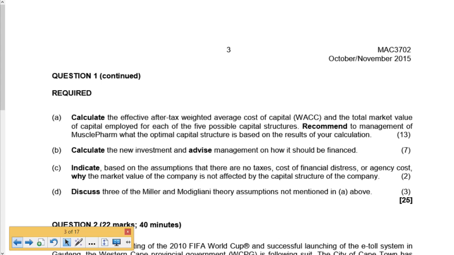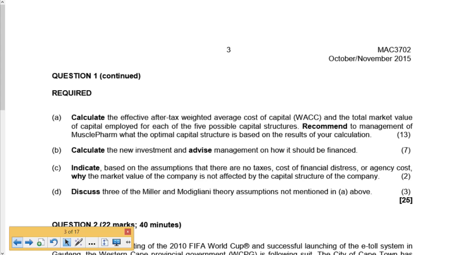When there are no taxes, no agency costs, no financial distress, it's a perfect market. Hey, it's Miller and Modigliani. So Miller and Modigliani argued that it doesn't matter if you have debt or equity, or how much debt. So they're just asking you for 2 marks to indicate why that's the case.